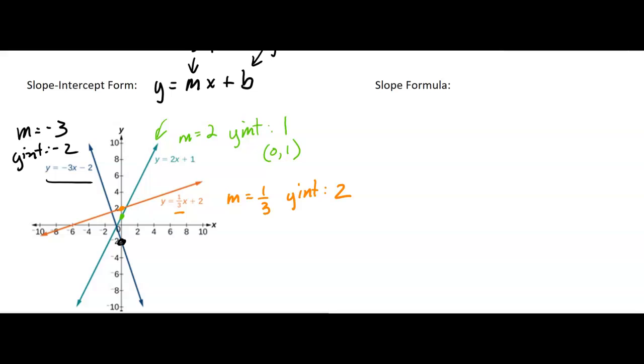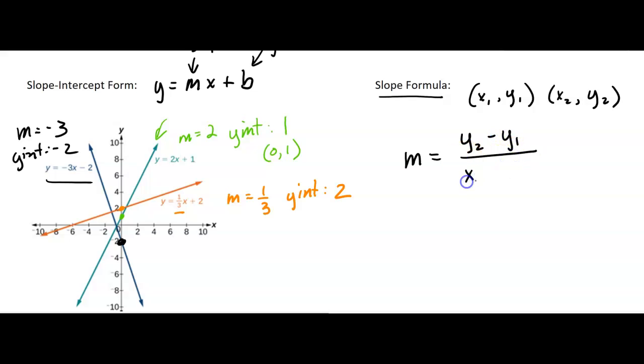So that's what we're talking about when we talk about slope-intercept form, being able to identify the slope and the y-intercept. We also have what's called the slope formula. If you're given 2 points, x sub 1, y sub 1, and you have x sub 2, y sub 2, then you can find the slope by subtracting the y values in the numerator and subtracting the x values in the denominator. Whoops, sorry, little mistake there. That should be a 1.